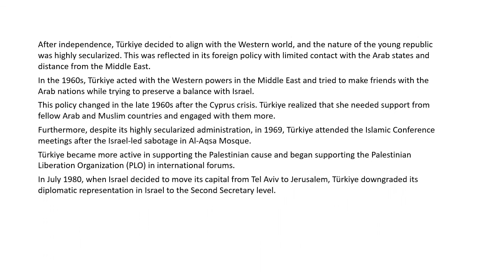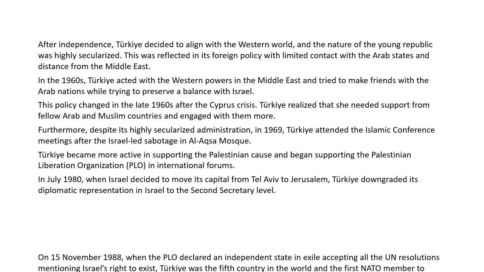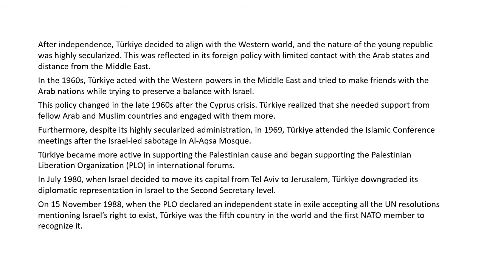In July 1980, when Israel decided to move its capital from Tel Aviv to Jerusalem, Turkey downgraded its diplomatic representation in Israel to the second secretary level. On November 15, 1988, when the PLO declared an independent state in exile accepting all the UN resolutions mentioning Israel's right to exist, Turkey was the fifth country in the world and the first NATO member to recognize it.